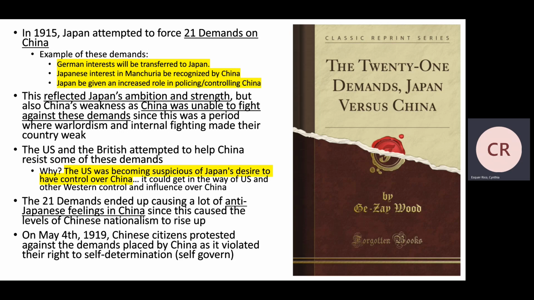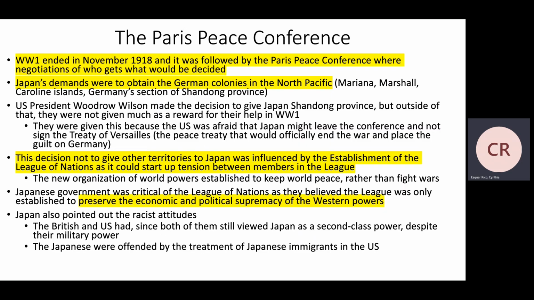On May 4th, 1919, Chinese citizens protested against the demands, as it violated their right to self-determination, which means just self-govern, right? Like we are our own government, we are our own people. There's no reason why a different government should be coming in and telling us what to do, right?